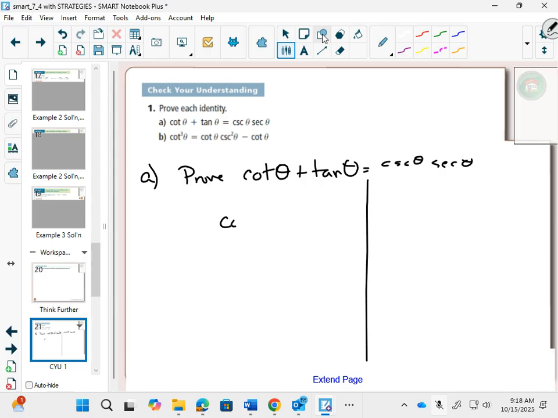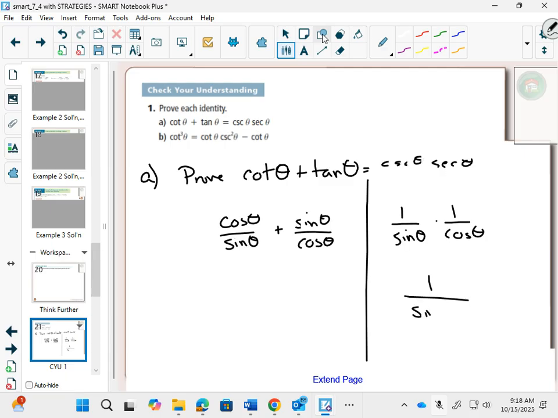Okay, so cotangent is cos theta over sine theta, and tangent would be sine theta over cos theta. Cosecant is 1 over sine theta, and secant is 1 over cos theta. After changing things to sine theta and cos theta, the next step is get things to be a single fraction. Well, the right-hand side, I can multiply the tops. That'll just be 1. I can multiply the bottoms. Perfect. That's a single fraction.